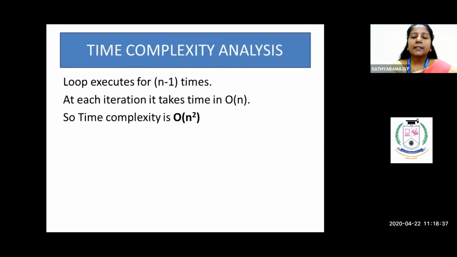Now the next is time complexity. So totally how many edges will be there in the spanning tree? N minus 1, right? So the loop executes n minus 1 times. Each iteration takes n time. So n minus 1 into n. What will you get? N square minus n. You know that we have to take the highest term, that is n square. So the time complexity of Prim's algorithm is order of n square.